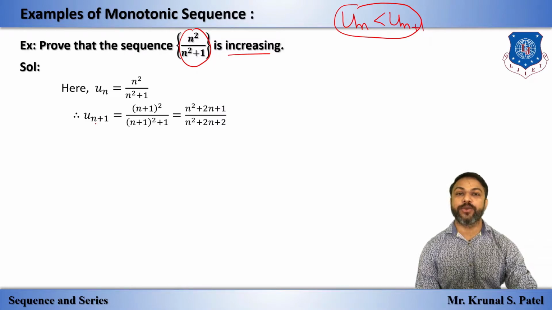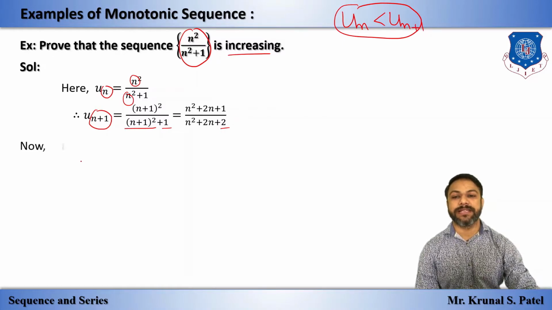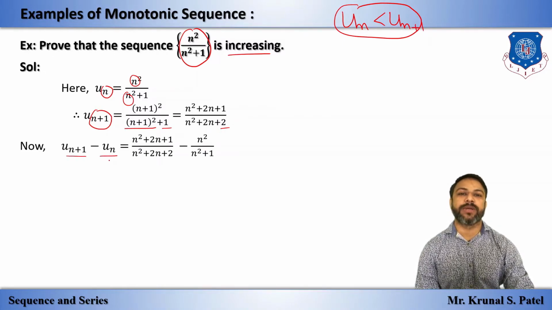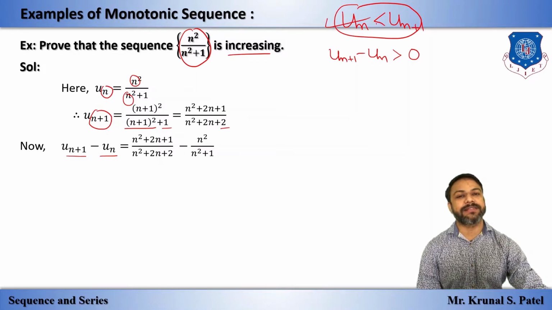So we will find un plus 1 by putting n plus 1 in place of n. So the numerator is n plus 1 whole square, and here n plus 1 whole square plus 1. We have the formula n plus 1 whole square is n square plus 2n plus 1, and again the same n square plus 2n plus 1, but plus 1, so this is plus 2. Now we will check un plus 1 minus un. If un plus 1 minus un is greater than 0, then this happened, and we can say that it is increasing.